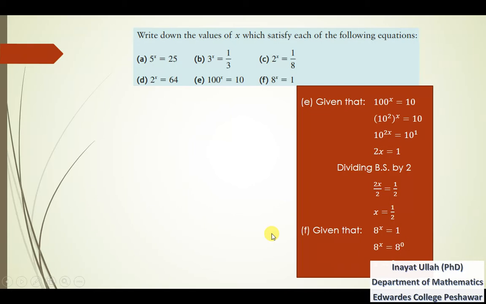Now in this slide we see that the question is, write down the values of x which satisfy each of the following equations.